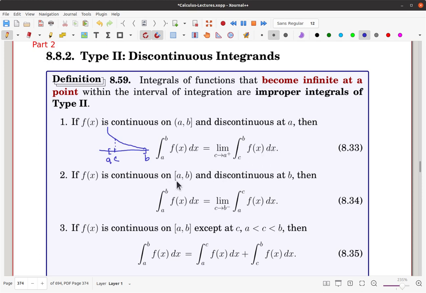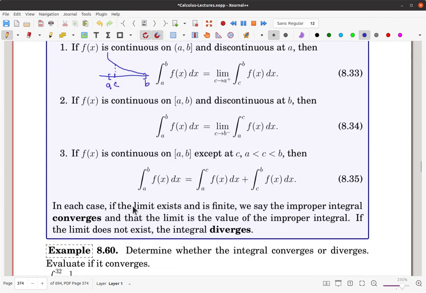And also for here, the function is continuous except the last point. And now at the last point, the value goes to infinity. Then now we do similarly in this way. We try to get the integral from A to C, and we take a limit as C approaches B from the left-hand side.